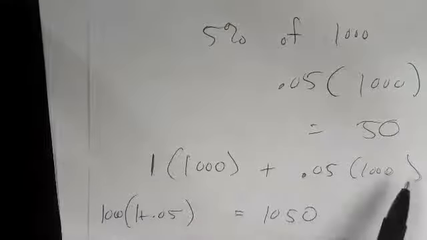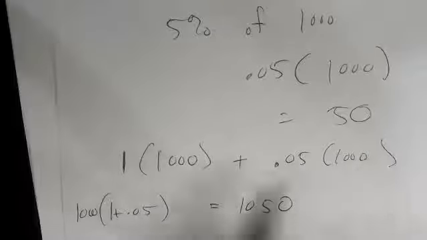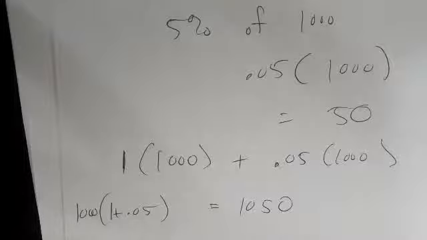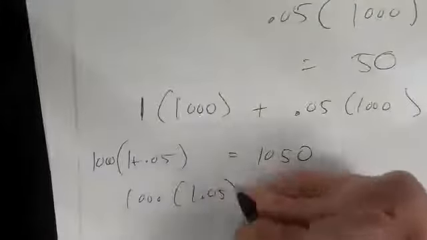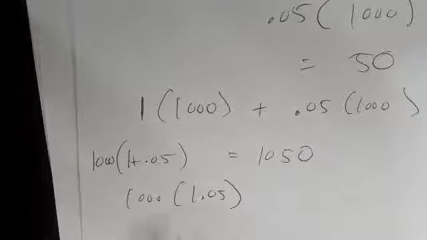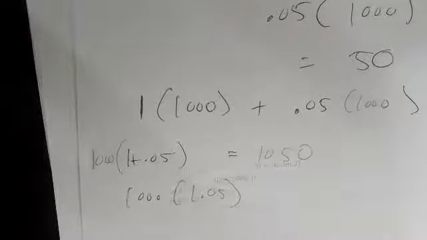And I have 1,000 in common that I can factor out from this thing. So this is sort of like I'm doing 1,000 times 1 plus 0.05, which gives me 1.05. This is sort of like I'm doing 105% of the 1,000. So if you're doing 5% interest on 1,000, the next year you're going to get 1.05 or 105%.